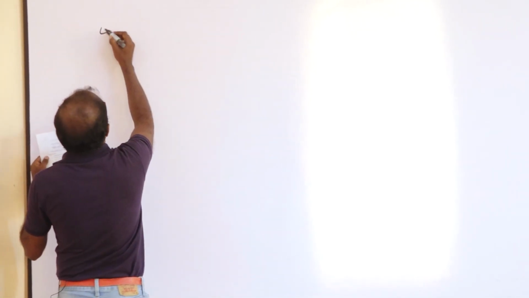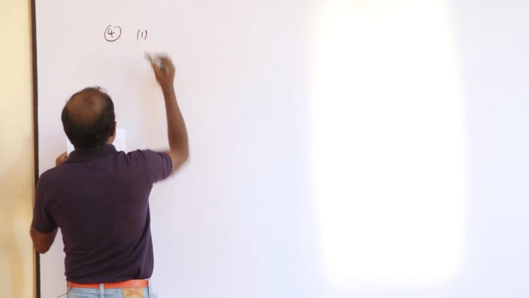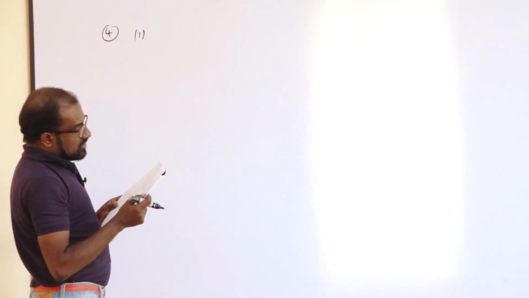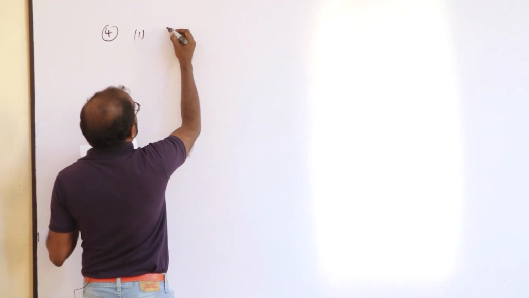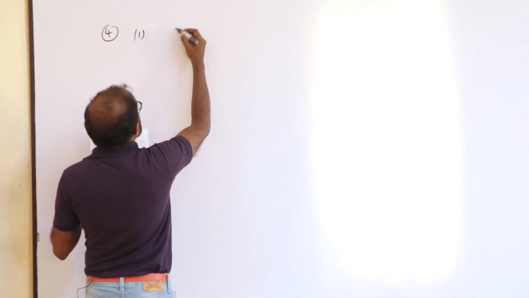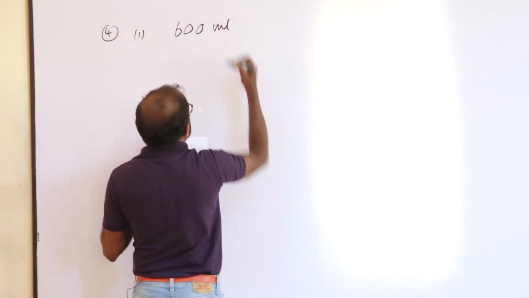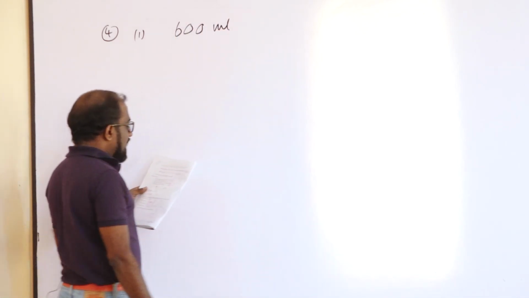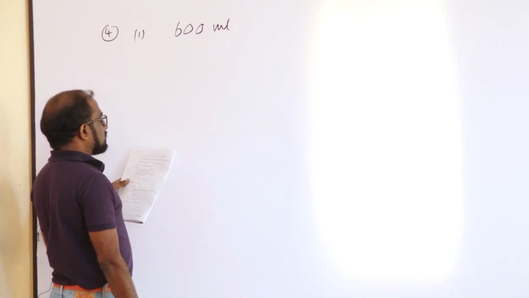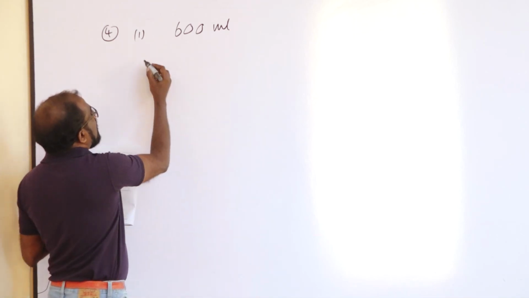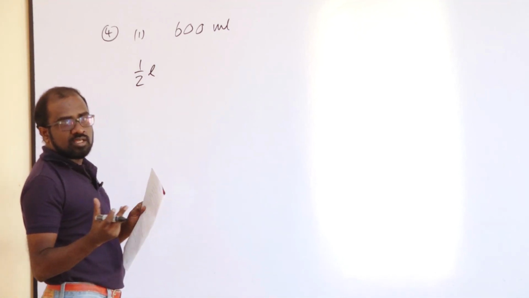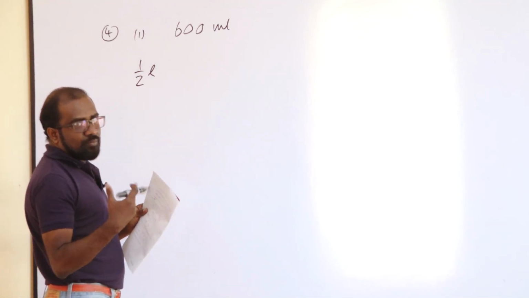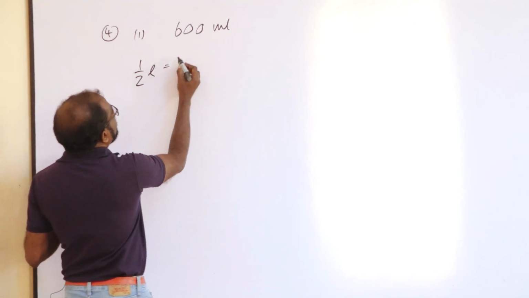Right. Question number 4. Fourth question, part A. Geeta drank 600 milliliters of milk. And Neeta drank half a liter of milk in the morning. Now 1 liter has 1000 milliliters, and half a liter, divide by 2, how much? 500 milliliters.